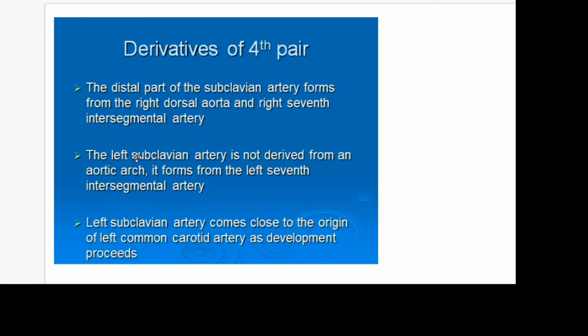The distal part of the subclavian artery forms from the right dorsal aorta and the right seventh intersegment artery. The left subclavian is not derived from the arch of aorta. It forms from the left seventh intersegmental artery. The left subclavian comes closer to the origin of the left common carotid as the development proceeds.